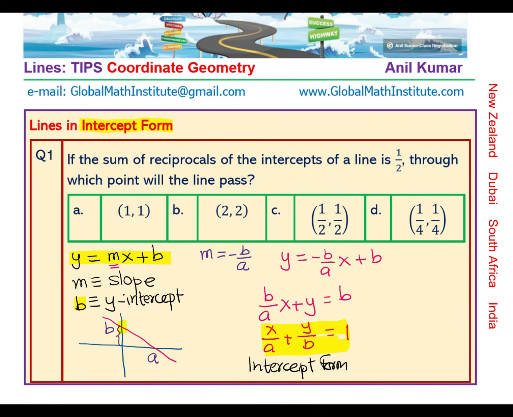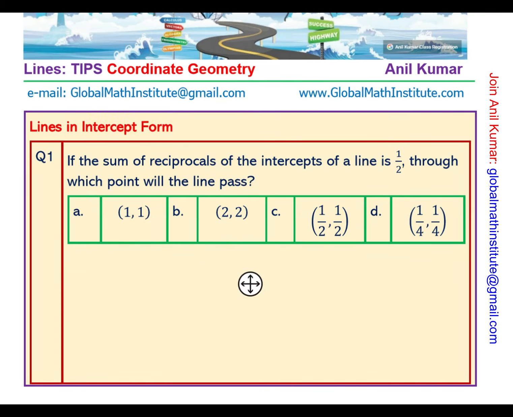So you are clear. We have the equation of line y equals mx plus b, which is slope intercept form. And the other form is x over a plus y over b equals 1, which is intercept form. So in solving this question, I will take intercept form and then move forward and show you how easily we can actually solve this. Perfect. So let's move on a fresh page.